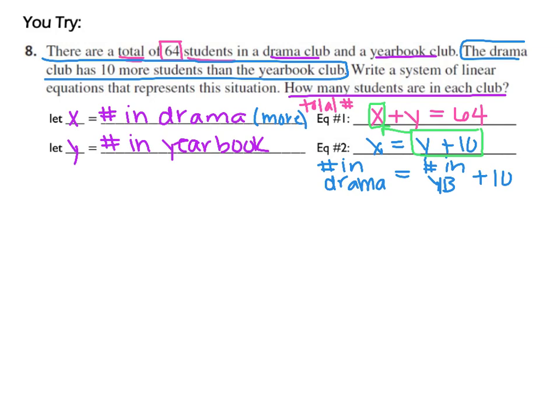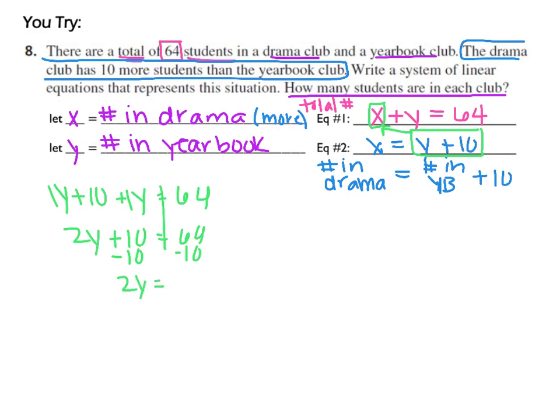So if I set that up, it would look like y plus 10 plus another y equals 64. Since the y's are on the same side, I don't do the opposite, I just put them together. 1 plus 1 is 2 y's plus 10 equals 64. Subtract 10 from both sides. 2 y's is 54. And finally, if I divide by 2, I get that y is, my favorite number, 27.